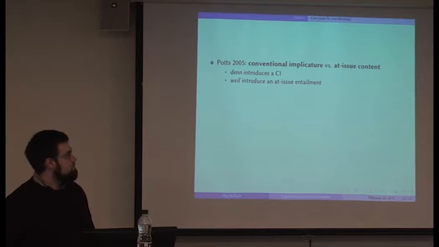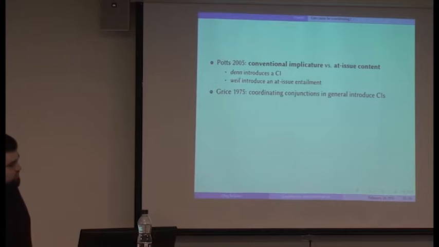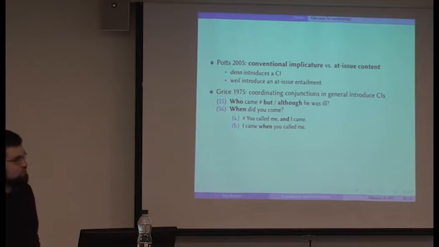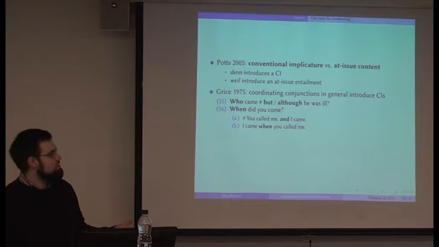And interestingly, this corresponds to a long tradition going back to Grice's first work on conventional implicatures, which states that coordinating conjunctions in general also introduce conventional implicatures and not asserted meanings. So with coordinating conjunctions, we find the same kind of behavior we just saw for this German denn. So for example, who came but he was ill? You cannot have this but clause in the scope of the question. Who came but he was ill? is not a possible construction.